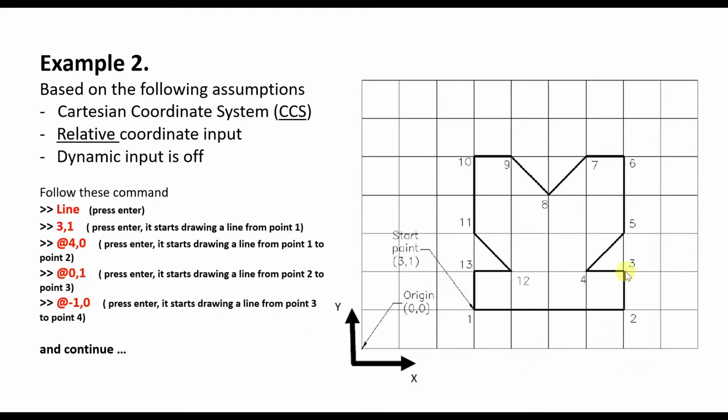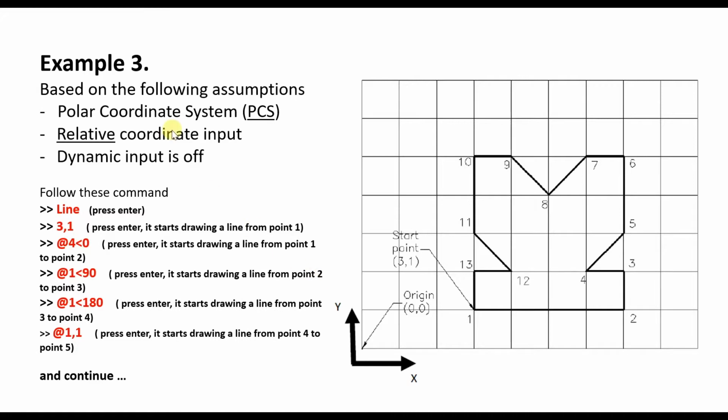So as you see, from point 2 to point 3, there's no movement along x, but there is just 1 unit of movement along the y-axis. From point 3 to 4, we're going to move negative 1 unit along x, so this is a positive x direction, and we're not going to move along y, so that's why it's at negative 1, 0. And of course, from 4 to 5, it's going to be at 1, 1, right?